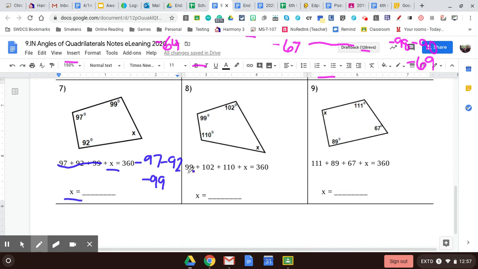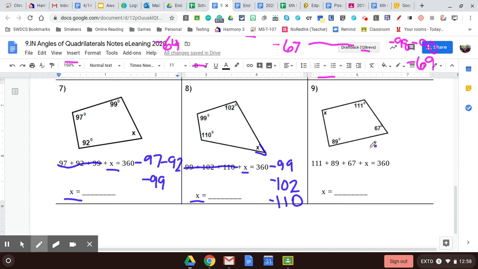Number 8, I have my 4 angles listed out and they add up to 360. So again, I have to do the opposite of addition and I have to subtract from each side. So I'm going to take 360 minus 99 minus 102 minus 110. So that cancels them out on this side. It leaves me left over with x. And you can tell this is a really, really small angle here, so it's probably going to be a small number. For number 8, what is x?